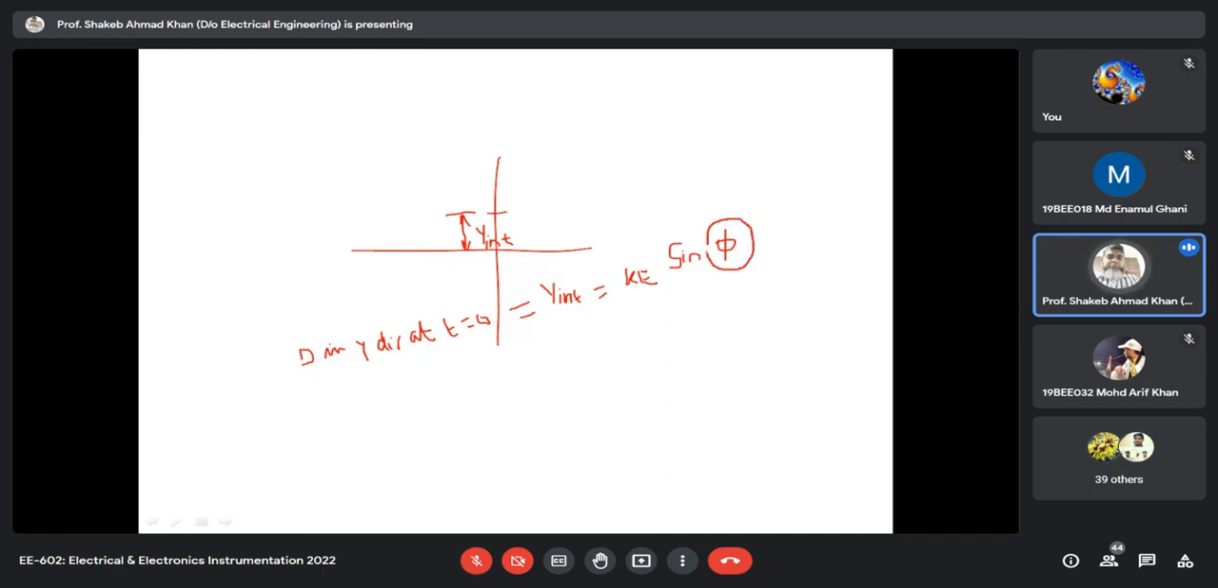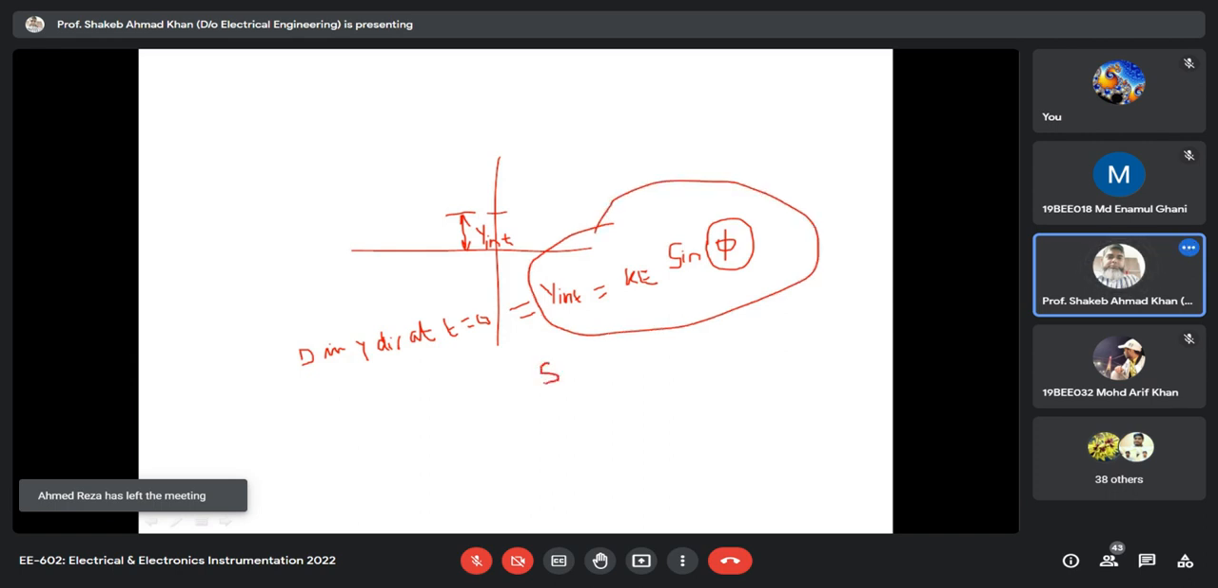और हम साइन फाई की वैल्यू मालूम करने में इंटरेस्टेड हैं, तो we can write sin phi is equal to y int divided by Ke. अच्छा, y int and Ke are the values of the deflection of the electron beam at a specific time, where y int is the deflection of the electron beam when t is equal to 0, and Ke is the maximum deflection.